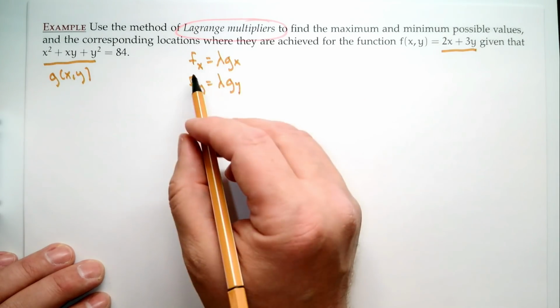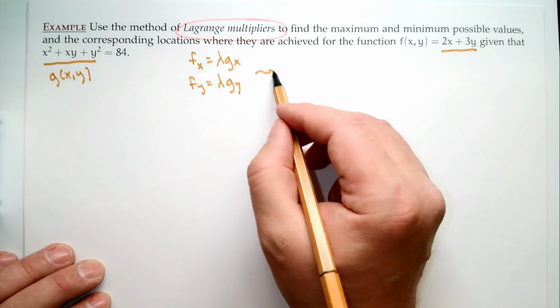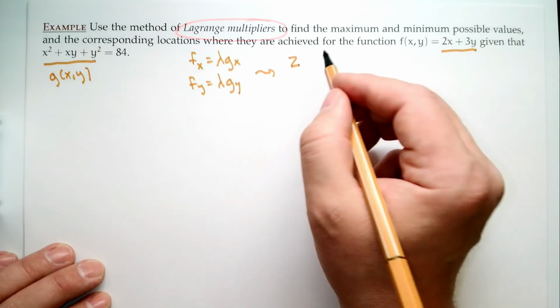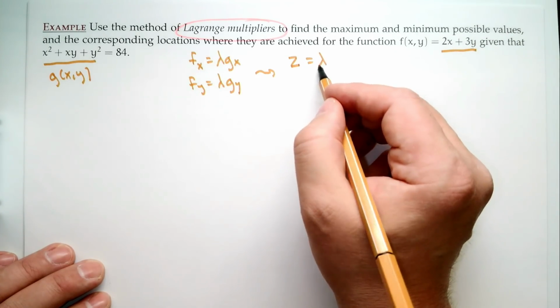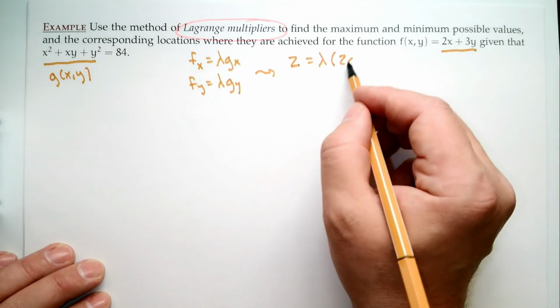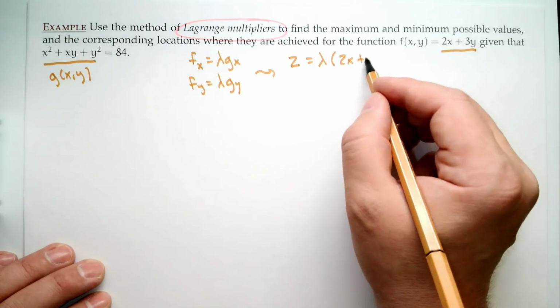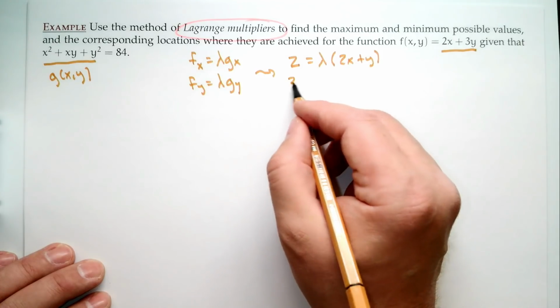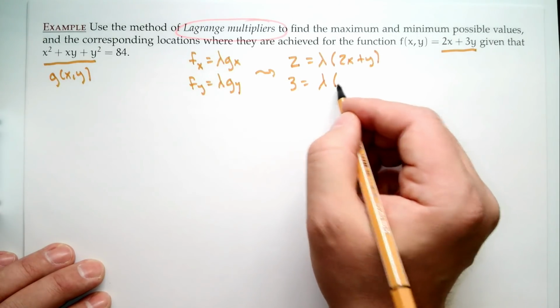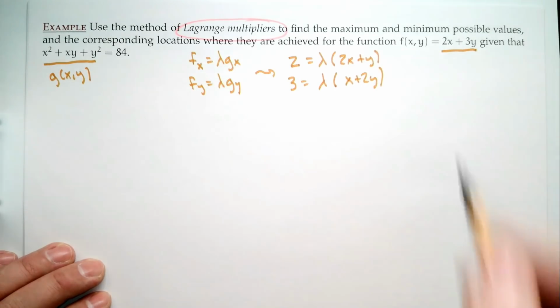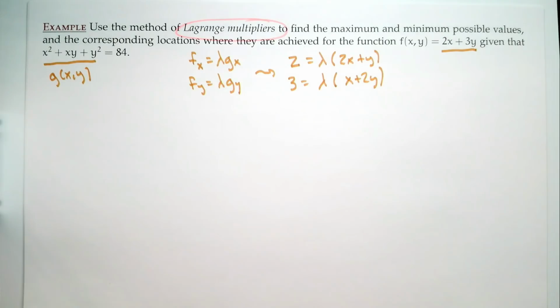So working this out, in our case, f sub x, the derivative of 2x, is 2, which is equal to some multiple lambda times g sub x. So that would be 2x plus y. And then we get f sub y, which is 3, is some multiple of g sub y. Well, that's x plus 2y.